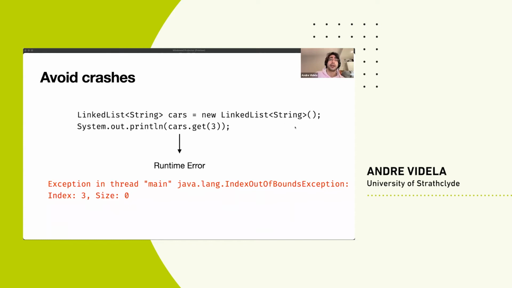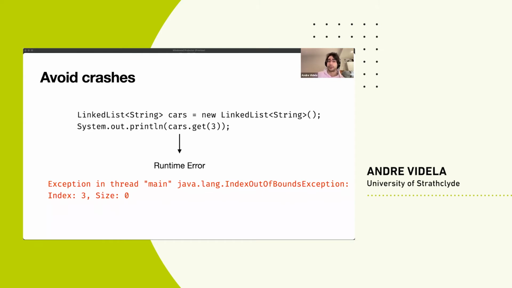We see that we are creating a list. We're not putting anything inside it. And then immediately we're trying to retrieve an element out of it. That's incorrect, right? It is very obvious what the problem here is. The problem is that we have not put 3 elements in there.